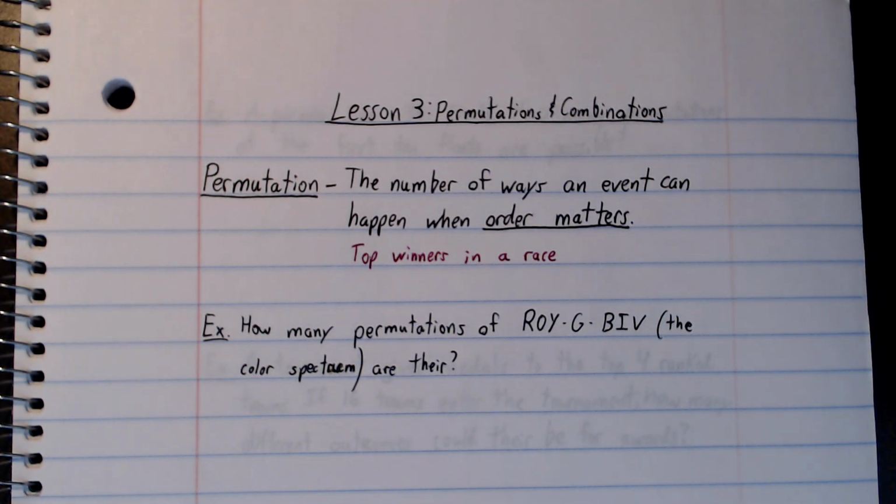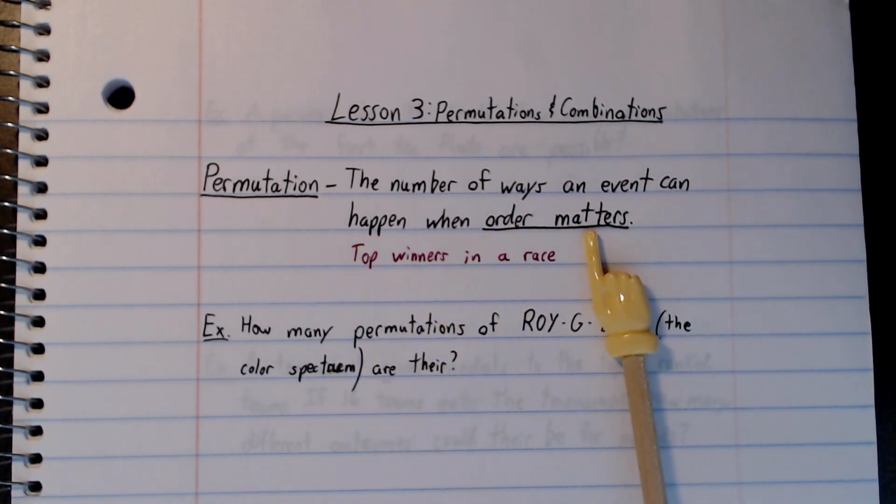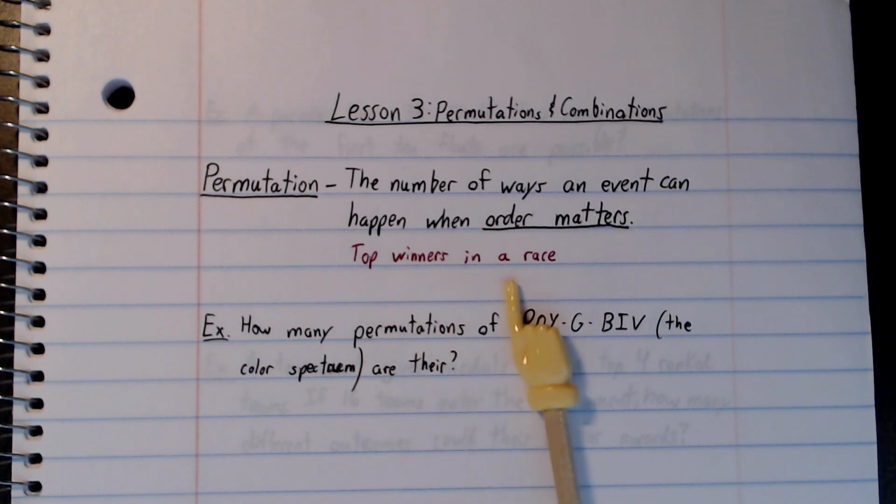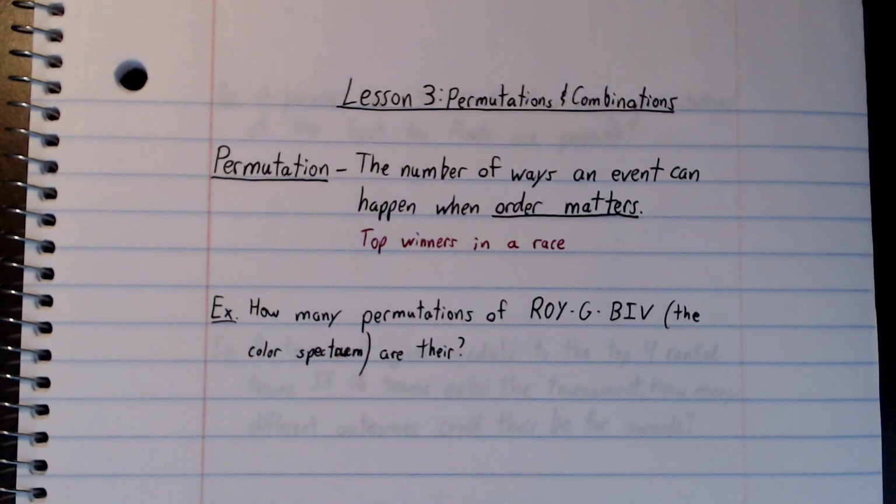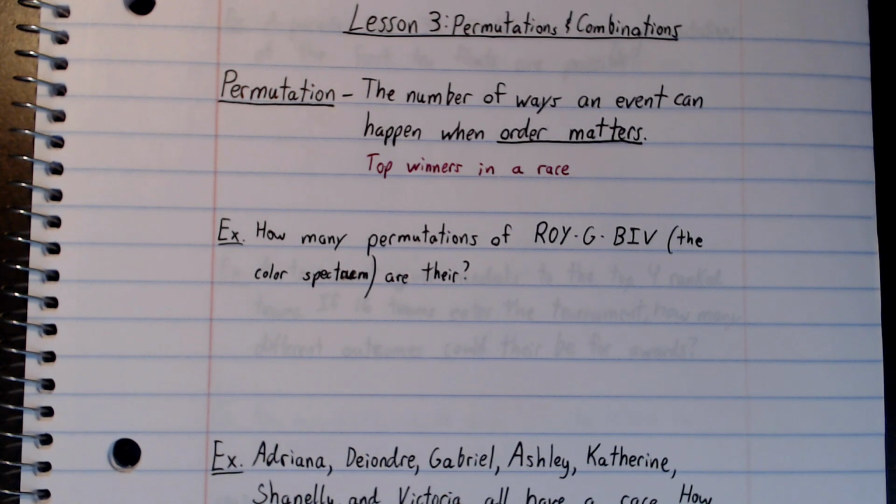A permutation is a number of ways an event can happen when order matters. Like, for example, the top winner in a race, right? First place, second place, third place, that stuff matters. So if you're thinking, how many possible ways could a race have different outcomes, that's going to be a different question versus, how many different people could possibly win first place. Different question, right?